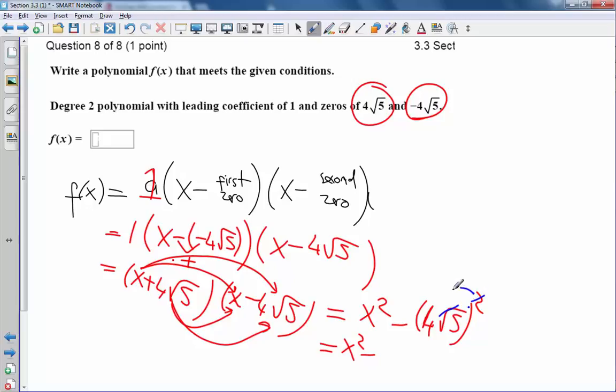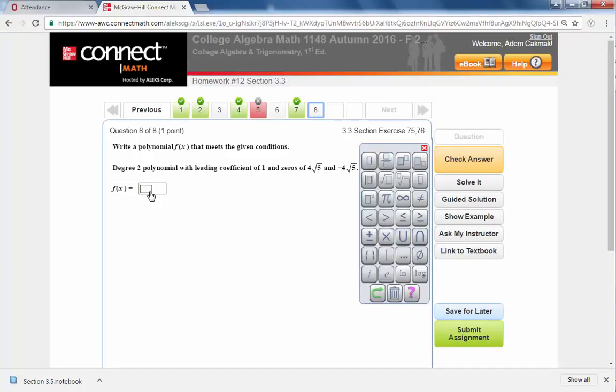No, we need to square this one as well. So it's 16 times 5. So 16. And this is just 5. So it's 80. X squared minus 80. Okay? So that polynomial we were looking for was x squared minus 80.